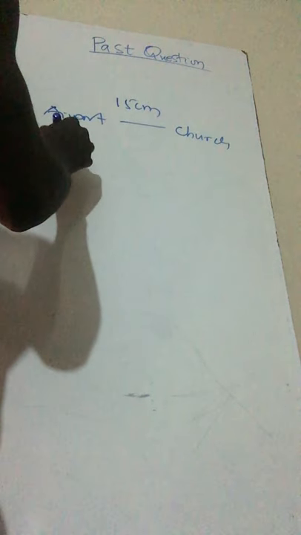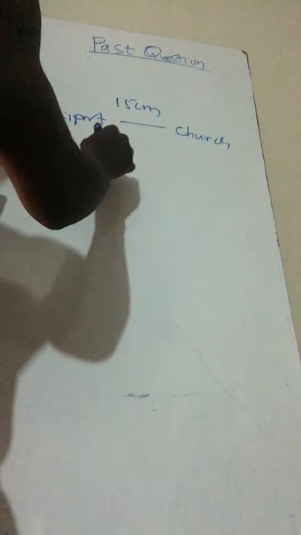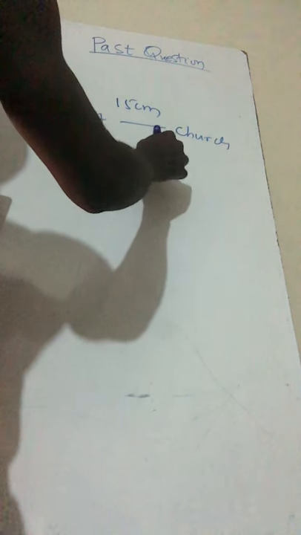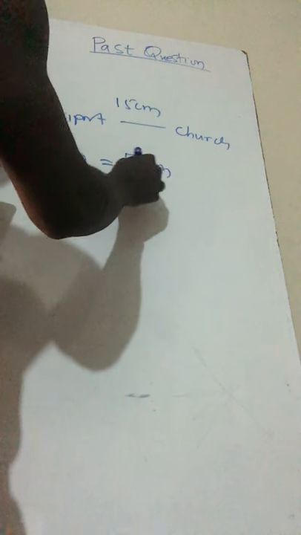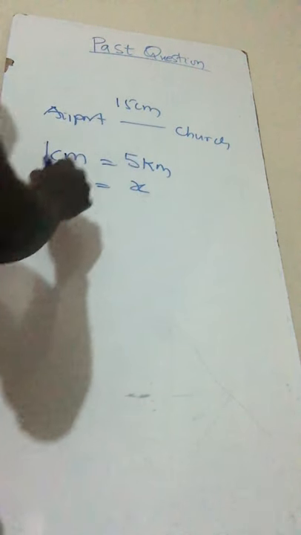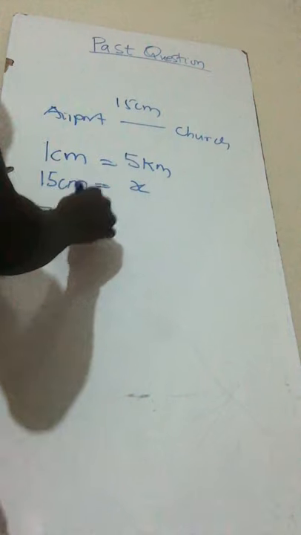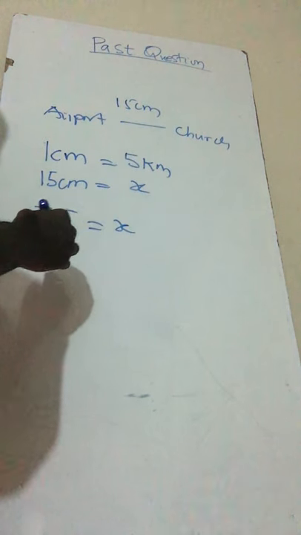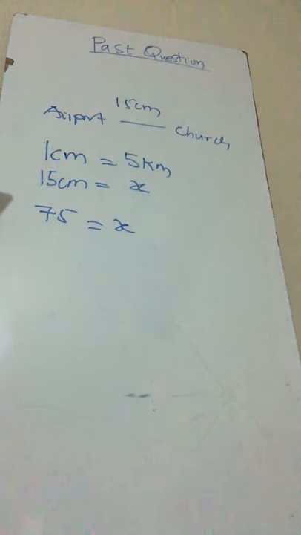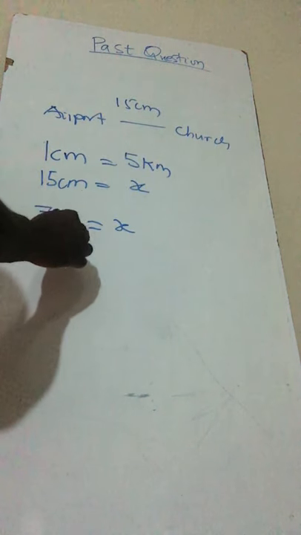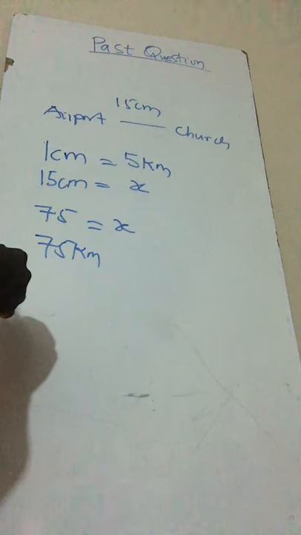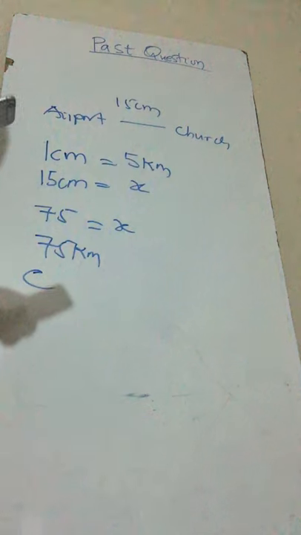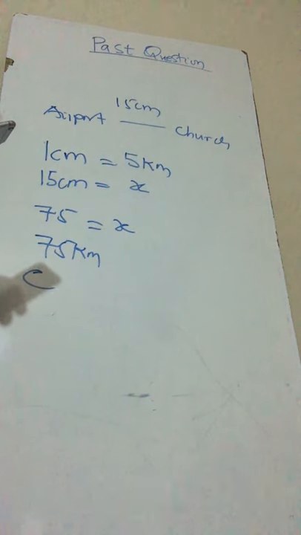So if one centimeter is equal to 5 kilometers, then this 15 centimeters will be equal to what? So you just do cross multiply. So 15 times 5 is 75. 1x is x. So it means that how far it is, is 75 kilometers. So 75 kilometers, right? Good. So the answer for 21 is C. Okay.